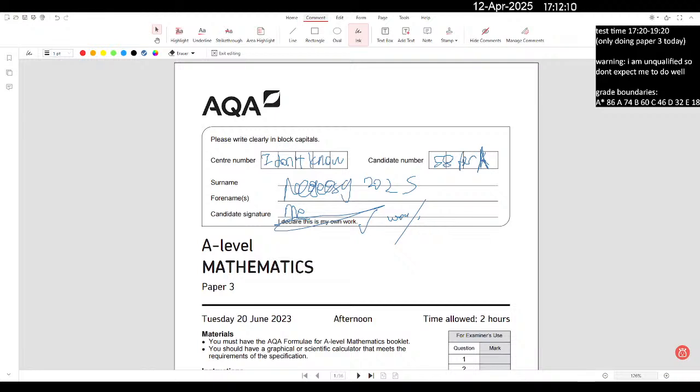I have the grade boundaries for each paper also written at the right side there, as you can see, A star to E. Based on the boundaries for each paper so far, 1 and 2, that I've done, I got an A in both paper 1 and 2. But obviously, the grade that you get for the subject is based on all three papers, not just one of them. So let me show you something real quick.